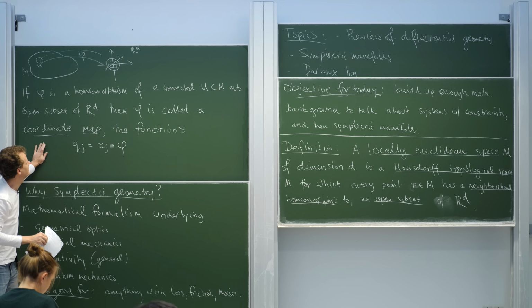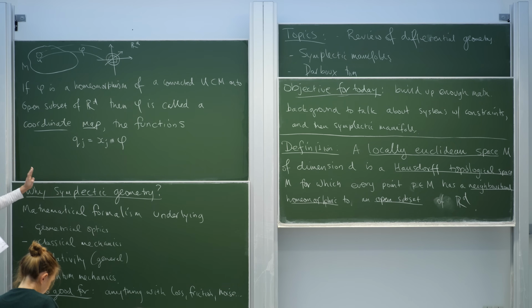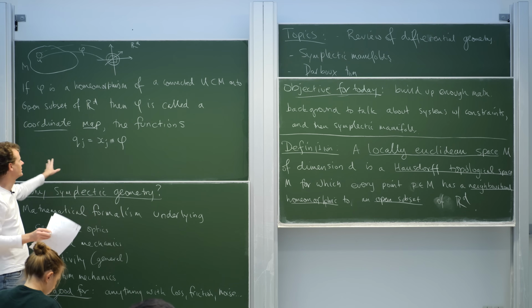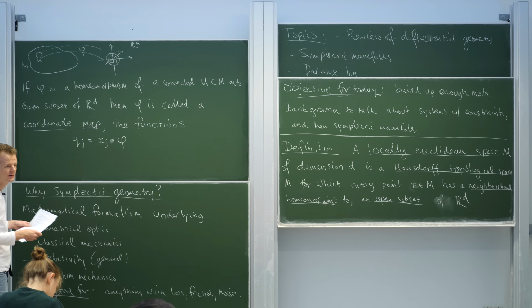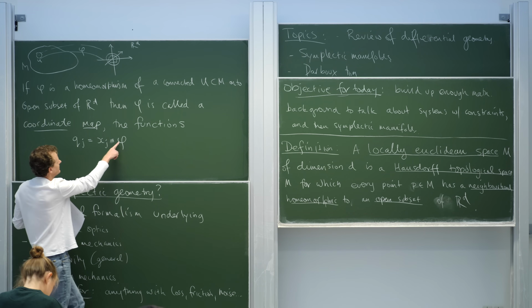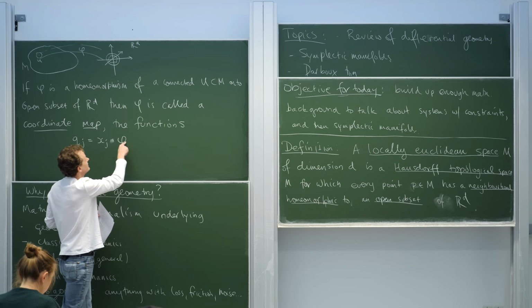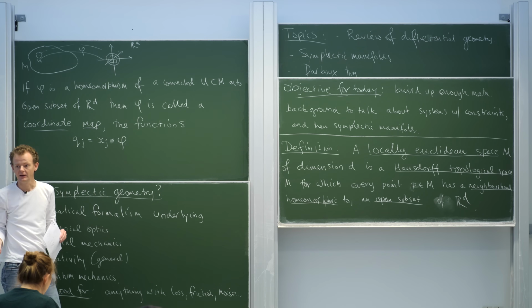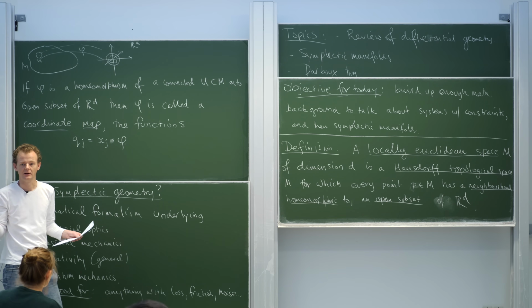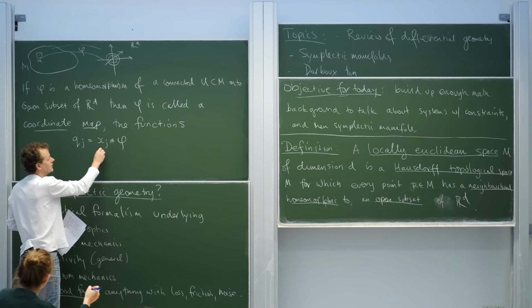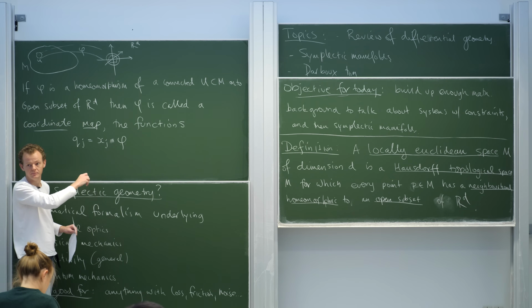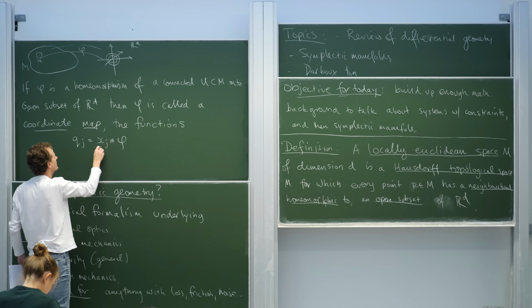And this map is pretty cool because it gives us some functions on our locally Euclidean space. And those functions are what we would call the coordinates. How does it work? Well, you first go from your locally Euclidean space to R to the D. And then you've got some really well-defined functions on R to the D, namely the coordinate functions. They tell me the jth coordinate of this point. That's what that means.